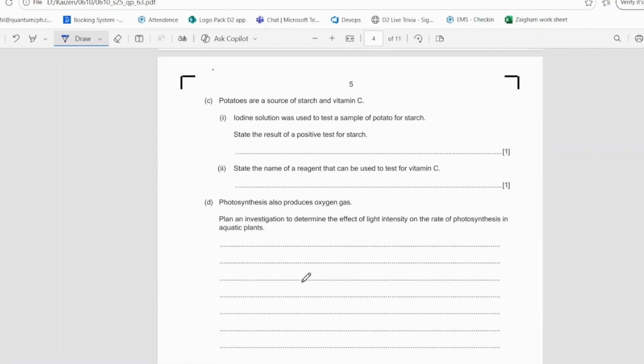Next one is iodine solution was used to test a sample of potato for starch. State the result of a positive test for starch. Only the positive test result. Blue black color. And what is the reagent we use for the identification of vitamin C? DCPIP.